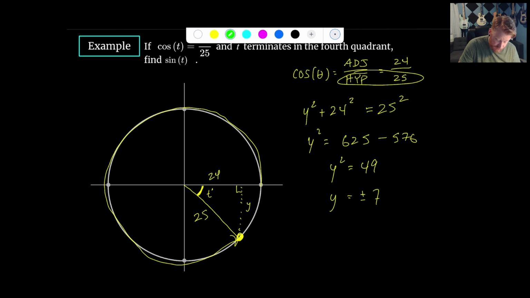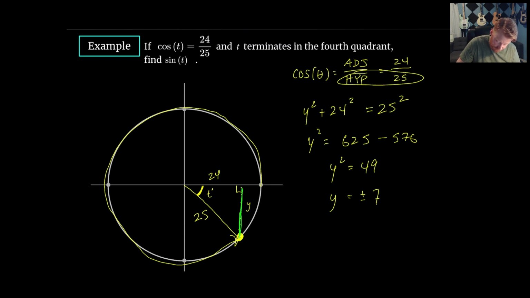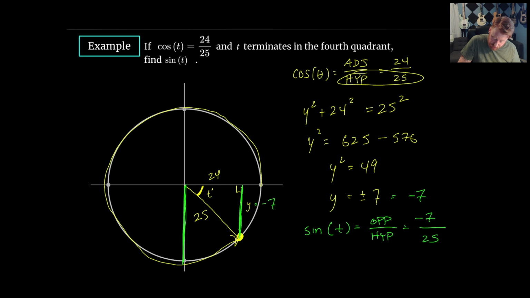Remember that since we're in the fourth quadrant, all of these y values are going to be negative. So here we're going to get negative 7 as the y value. So this side here is going to be negative 7. But this doesn't answer the question quite yet. Now we need to put things back together. Remember that the sine of t is going to be the opposite side over the hypotenuse. Now we know the opposite side is negative 7 and the hypotenuse is 25. So here is our sine of t. It is negative 7 over 25.